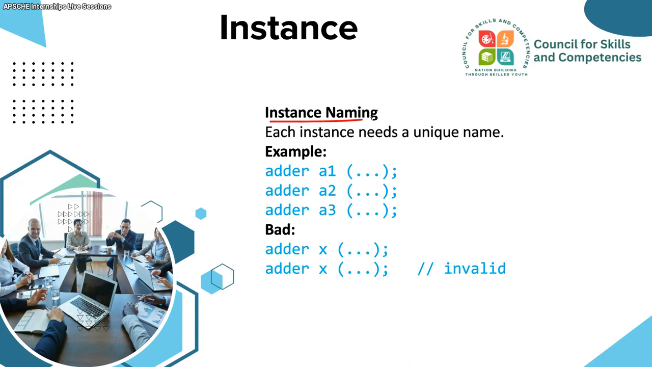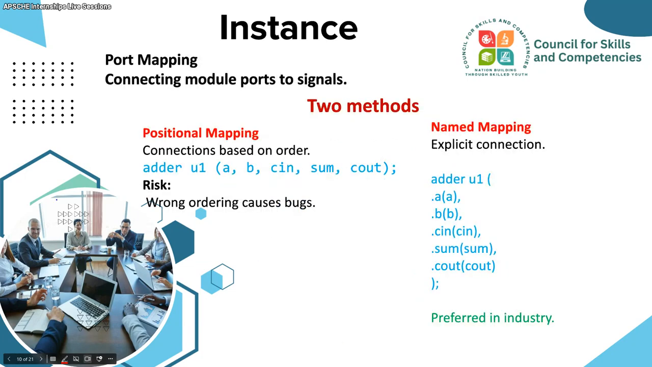Instance naming: each instance needs a unique name. Suppose I have an adder module and I am creating an instance named A1, I cannot create one more A1. A2 and A3 are fine, but duplicate names are invalid. So an instance name has to be unique.